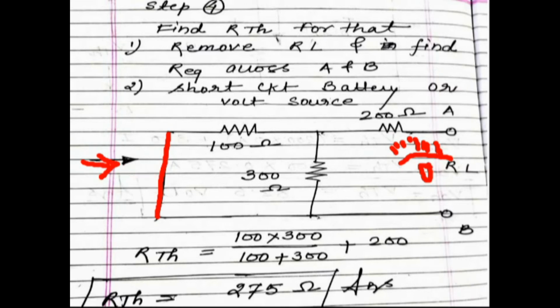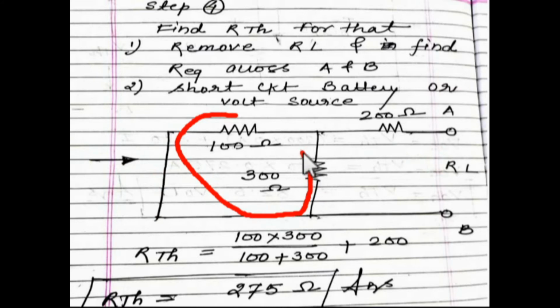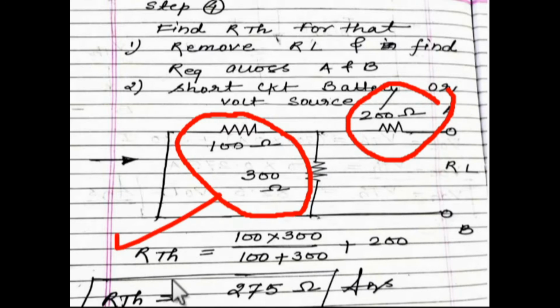At this terminal, first of all, these 100 and 300 ohms will be in parallel, as you can see over here. The combination of these parallel resistances will be added in series with the resistance 200. So the total RTH will become 275 ohm. So this will be the value of RTH. Okay, so we will move on.